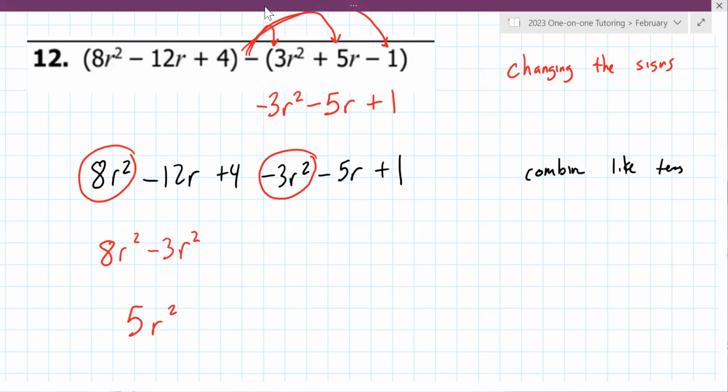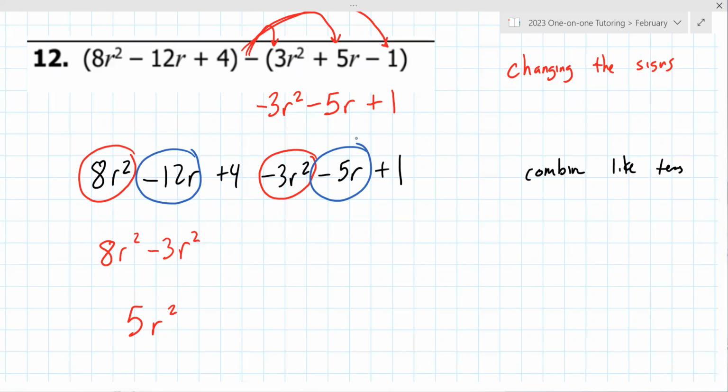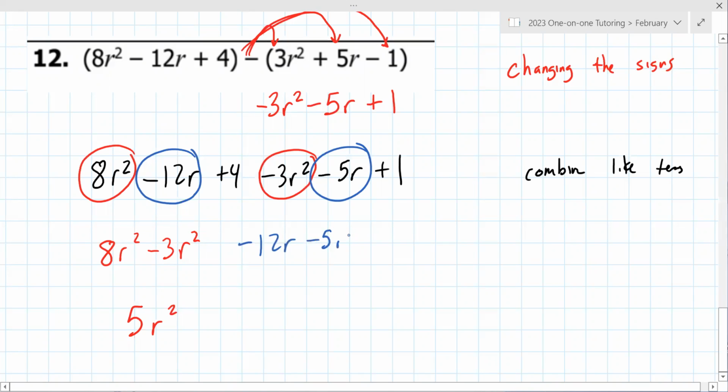Okay, now let's do the next one. So you go down by 1. We're going to look at just the r's. Minus 12r minus 5r. Negative 7r? We probably should spend some time next lesson working on this, or at the end if we've got time. They're both negative, so the answer is negative, but then you add the numbers 12 and 5. So negative 17r. Yes.